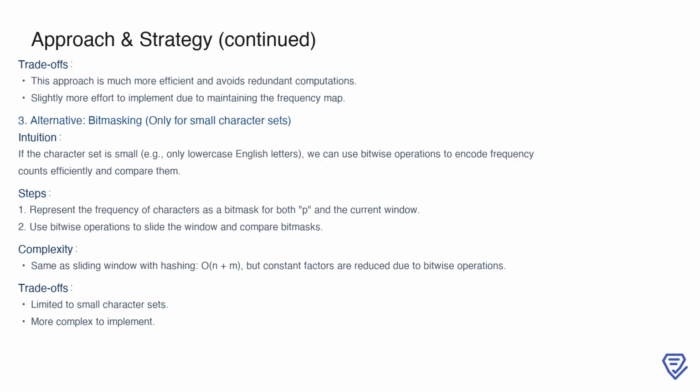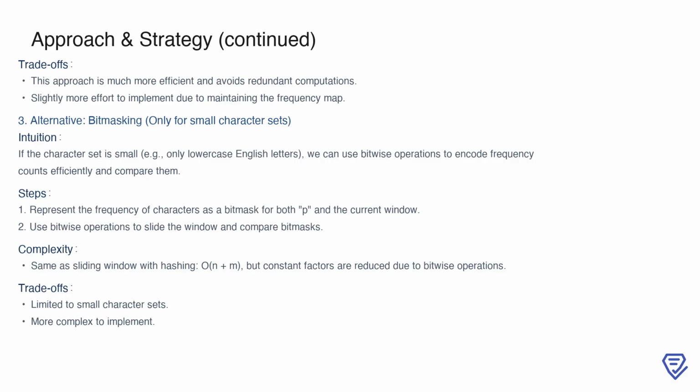Another alternative to consider is bit masking, which can be used if the character set is small, such as lowercase English letters. Here, we encode character frequencies as a bit mask for both P and the current window, and use bitwise operations to compare them. Like the sliding window approach with hashing, this method also has a complexity of O(n plus m), but it reduces constant factors due to the efficiency of bitwise operations.